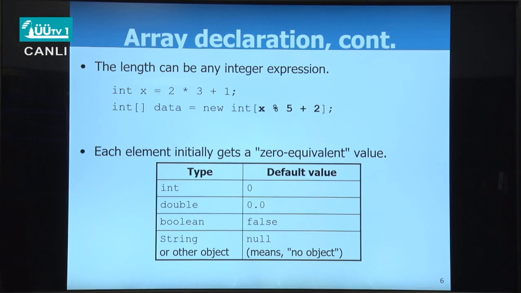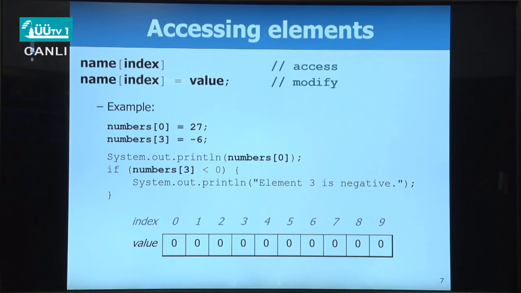objects. Okay, so when you are declaring an array, the length can be any kind of expression that evaluates to an integer value. So in this example over here, you see x is equal to 2 times 3 plus 1, which is a 7. And we have int data new int. 7 mod 5 is 2, and 2 plus 2 is 4, which means that we are declaring a data array which is going to have 4 different elements. So the first thing we do is declaration of the array.